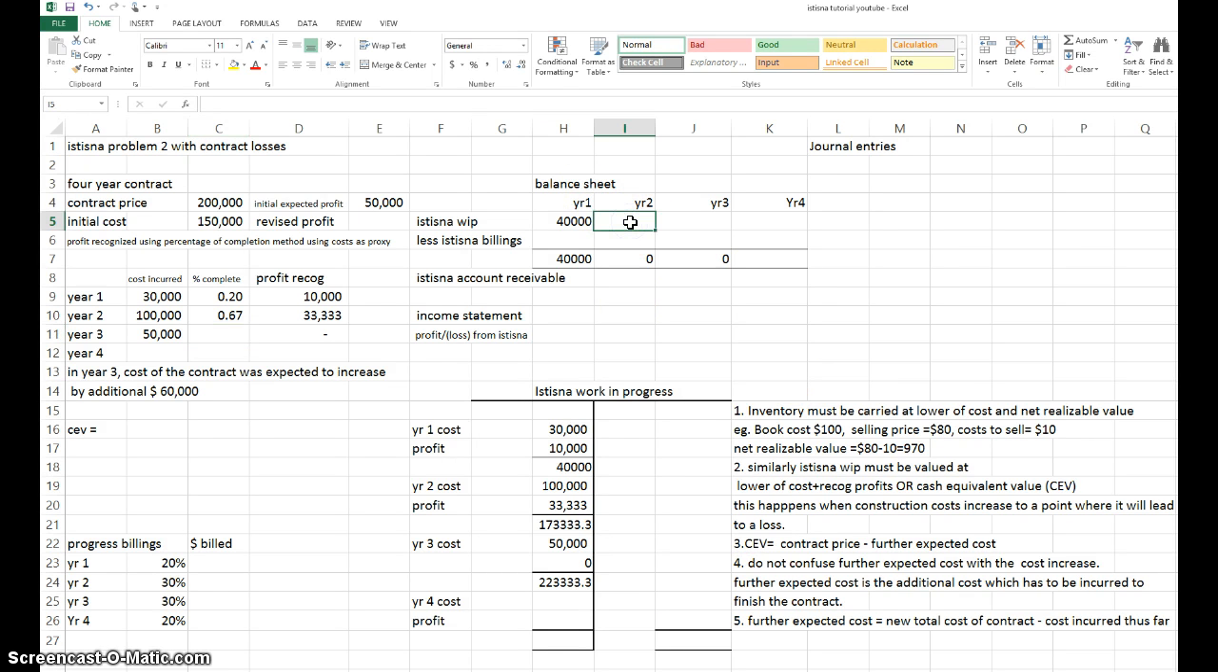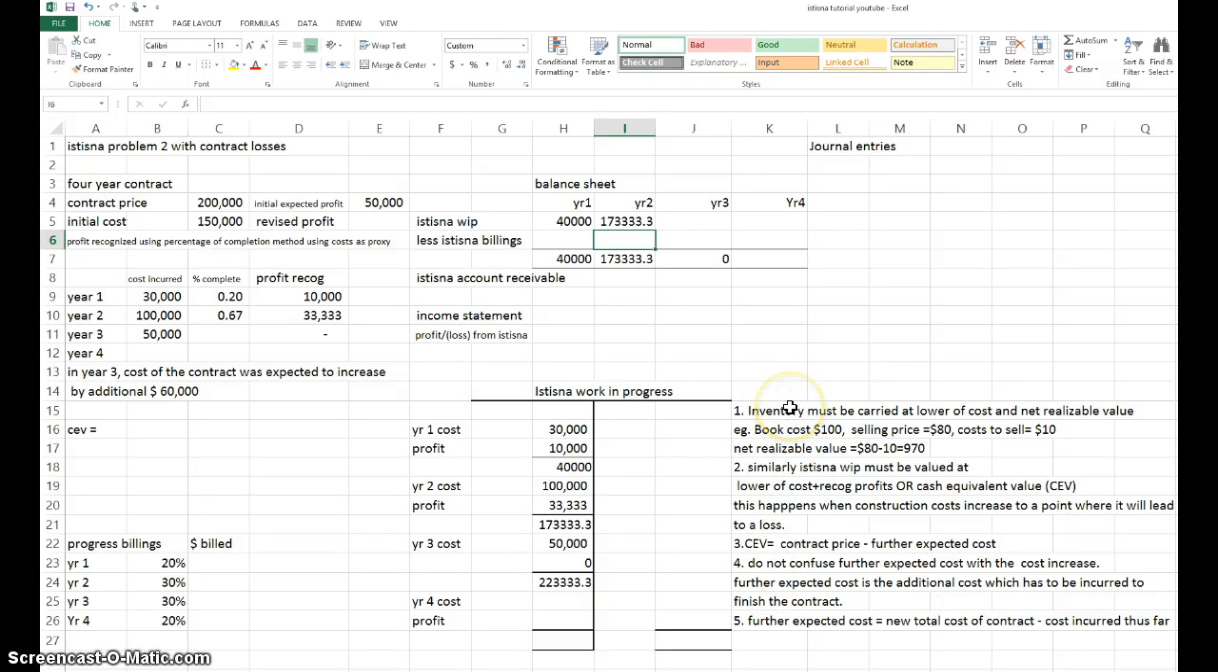So here the second year, sorry. Second year we are going to have this total at the end of the second year. Remember, the istisna work in progress is going to build up. It's going to accumulate. So 133 plus 40,000, 173. Now in the third year, we are going to calculate the CEV.